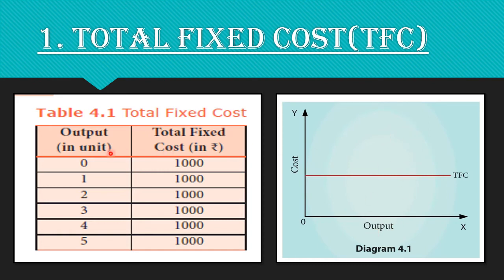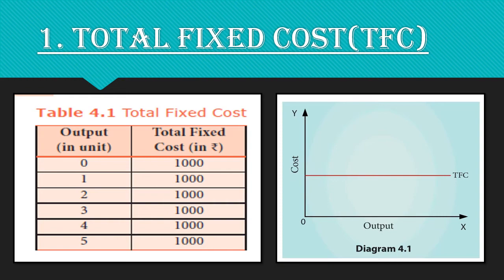You can see when the output is 0, the total fixed cost is still 1000. We are not producing anything, but we have started the business, so still we have to incur the cost of fixed assets, that is 1000. And when the output is increasing, the fixed cost remains constant. This is the very basic difference between total fixed cost and total variable cost.